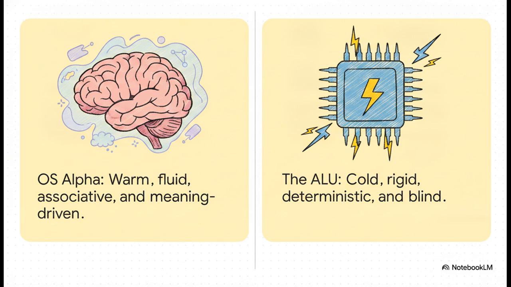But on the flip side, you have the computer's arithmetic logic unit, or the ALU. It is unforgivingly rigid, completely cold, and operates strictly on exact electrical voltages. There is zero semantic meaning down there in the silicon. The machine is utterly blind to what we actually intend.